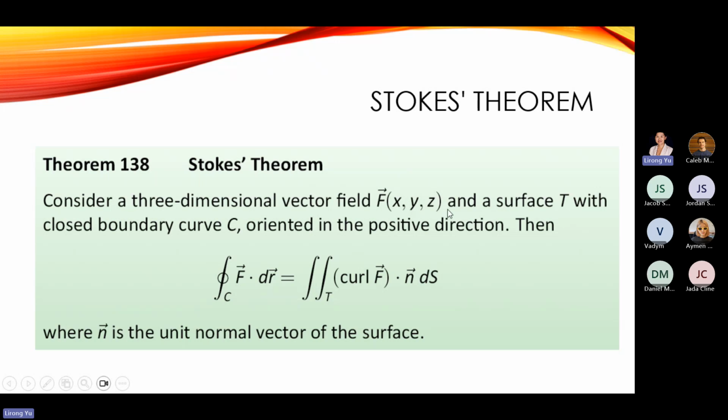Consider a 3-dimensional vector field and a surface T. Surface T has a boundary that is a curve C. The surface is bounded by C, so C has to be a closed curve. Therefore, we have a line integral over a closed curve. According to Stokes theorem, this line integral equals a double integral of curl F dot n dS. It's not the original vector field anymore. It's the curl vector of the vector field.